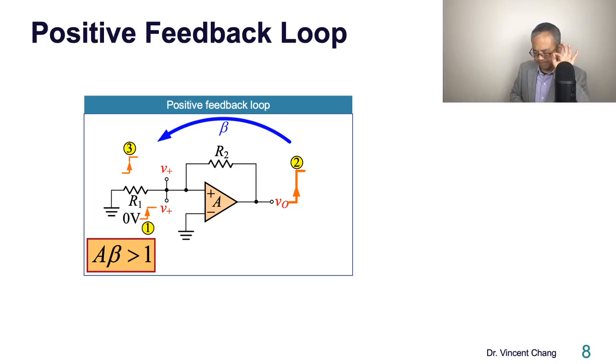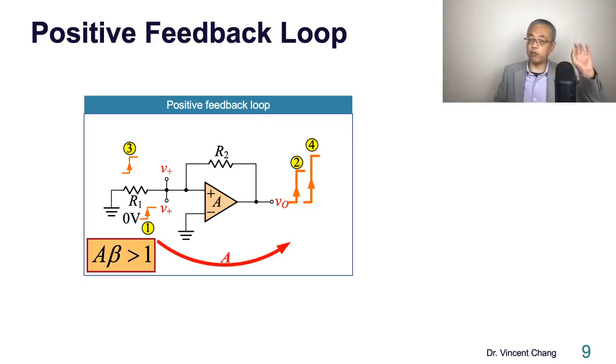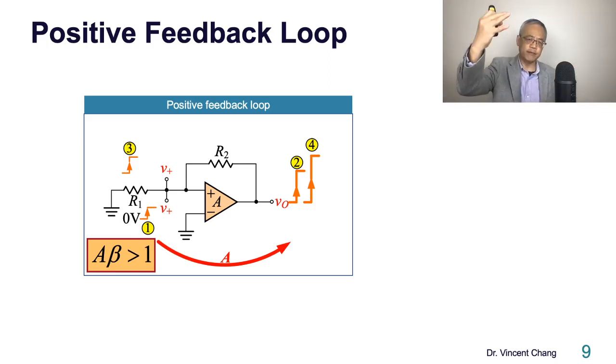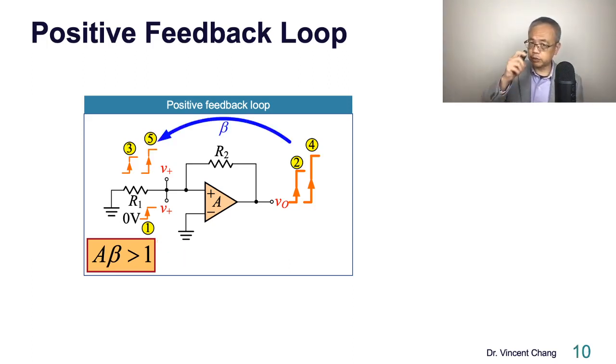So it's reasonable to assume the loop gain is greater than 1, right? This is why the magnitude of the 3 is larger than the magnitude of 1. And then the 3 cannot stop rising, because the op-amp is still working, so times the A again and it goes to 4. And 4 comes back times beta and goes to 5. And 5 should be greater than 3.